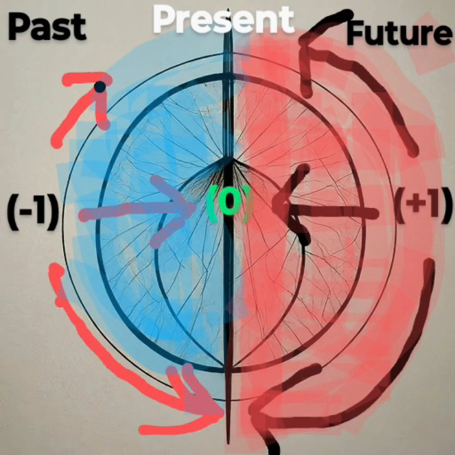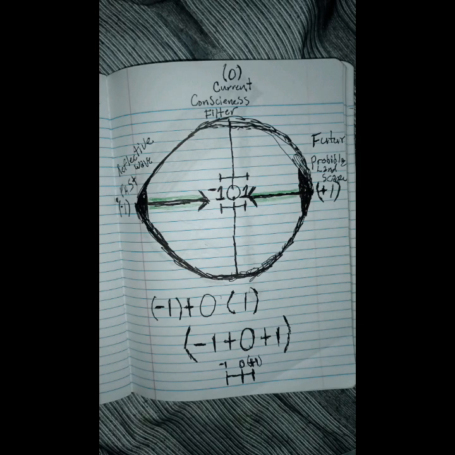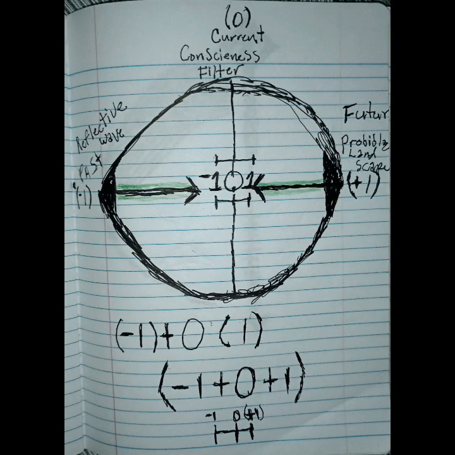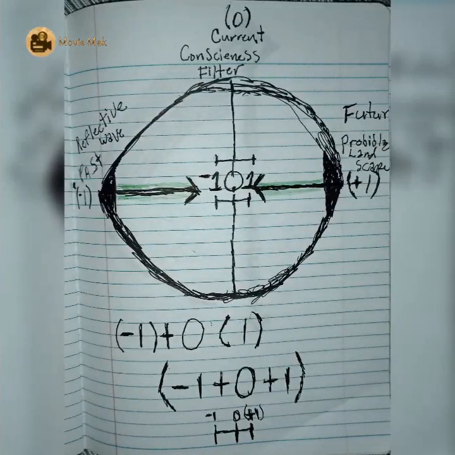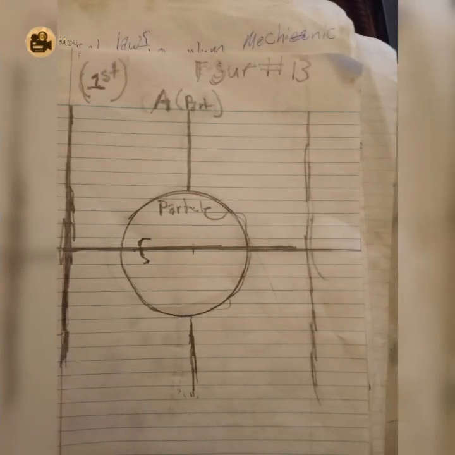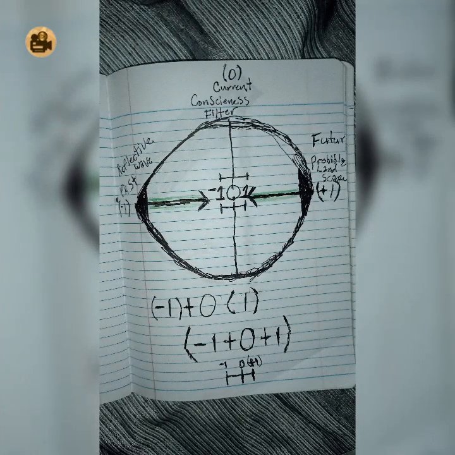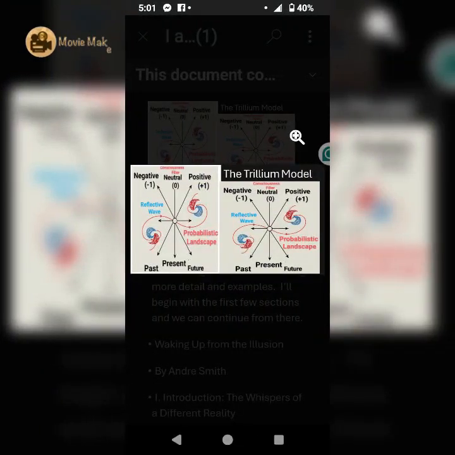Definitely. And then you have the future, +1, the red side. That's the probabilistic landscape. Probabilistic, meaning multiple possibilities, not fixed. Exactly. It's the realm of potential futures. And the arrows go out from the present, showing how the choices and perceptions made by that consciousness filter influence which possibilities become more likely. Okay, so present shapes the future's potential.